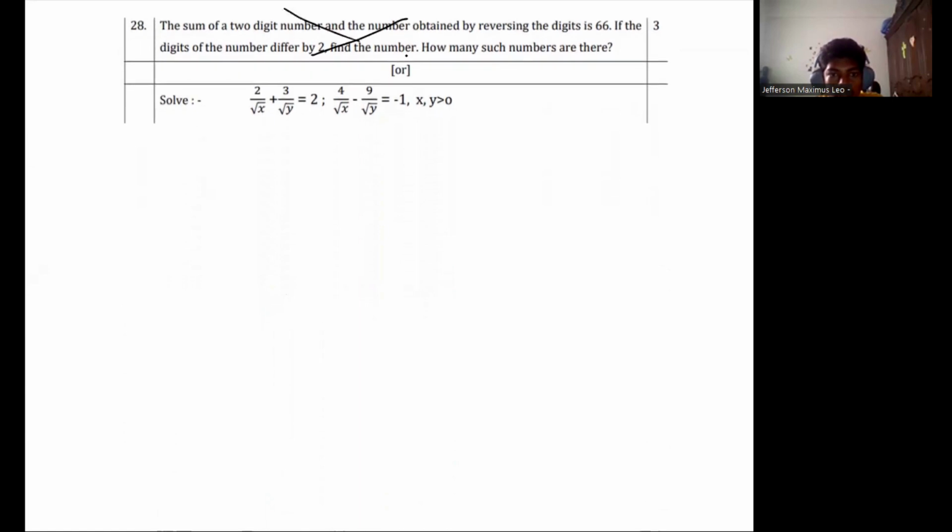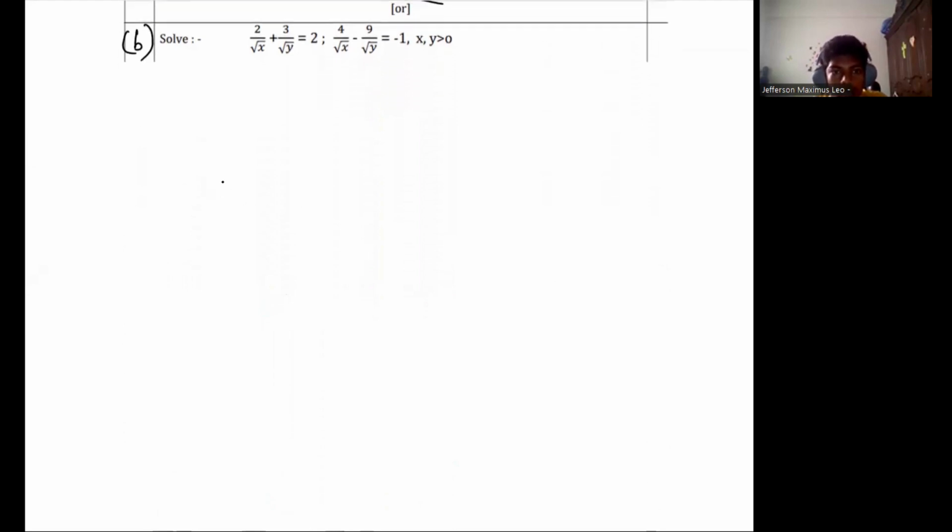This question is done. Now 28, second question. 2 by root x plus 3 by root y is equal to 2, and 4 by root x minus 9 by root y is equal to minus 1, where x, y is greater than 0. So how to approach this question?